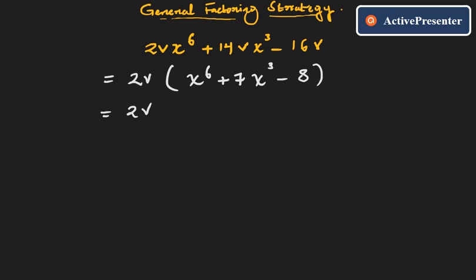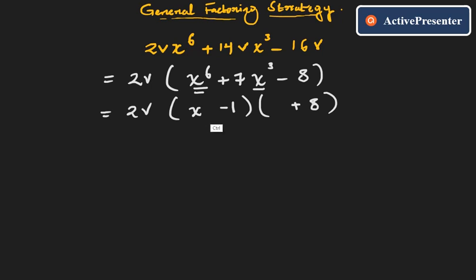Here it cannot be factored like a perfect square, so it is not a perfect square trinomial. What are the two numbers? If you multiply, you get minus 8, and if you add, you get plus 7. Easy. Plus 8 and minus 1. Here we have x to the power 6 and x cubed.